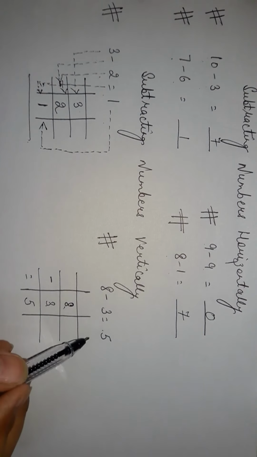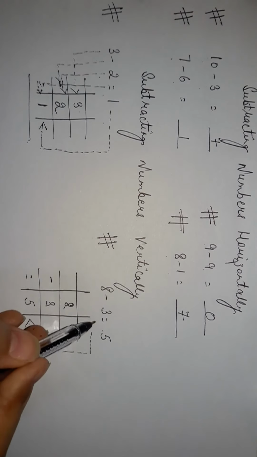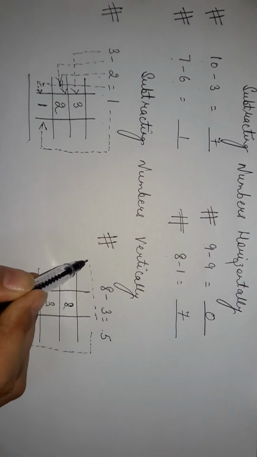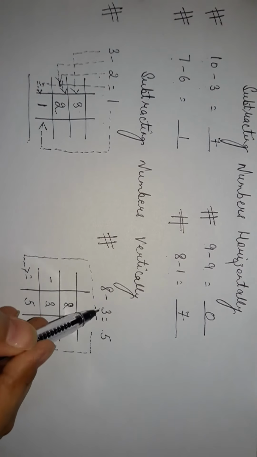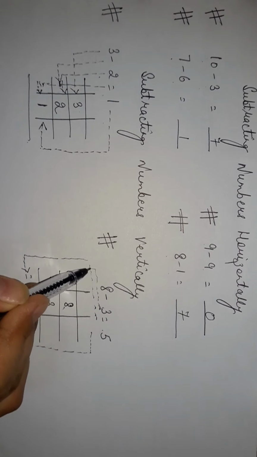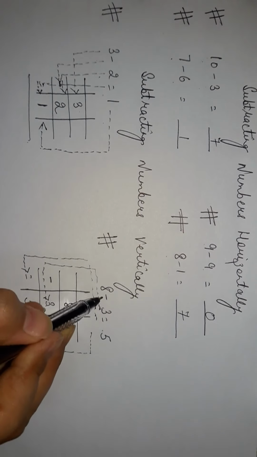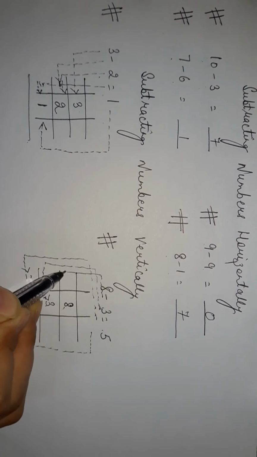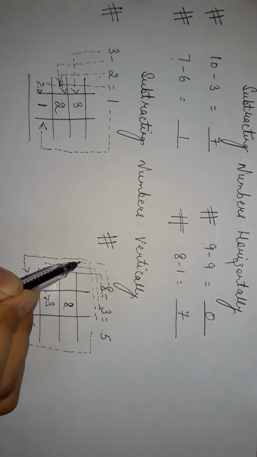So start from here. First of all 5. Next we have equals. Then 3. Then we have subtraction. And lastly we are left with 8.